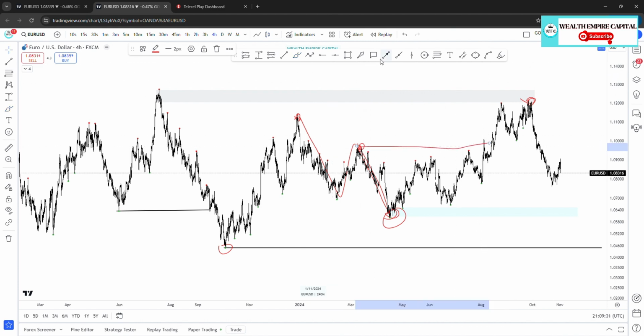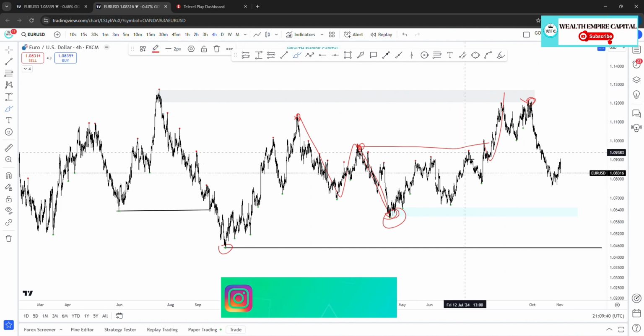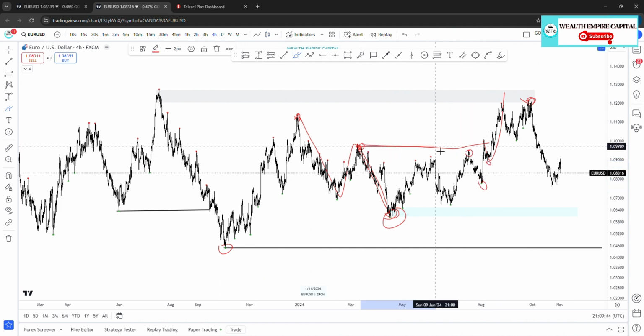Okay, and after that high got taken out, we had that shallow retracement and then we pushed. That is why I didn't say this, I said this. That is why I didn't choose this high, or I didn't choose this low, sorry, but I chose this one because this is where we had the real break.